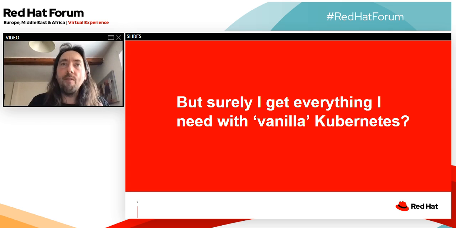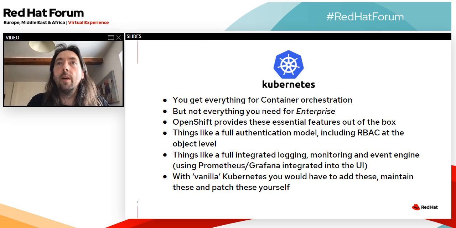But surely I get everything I need with vanilla Kubernetes. Well, yes, you do. You know, Kubernetes is an entire container orchestration platform. But you don't get everything you need for enterprise. And what I mean by enterprise is the simple things like security, like logging, like being able to monitor what's going on. And OpenShift provides these essential features out of the box. You don't have to pick and choose what you need or install it yourself.